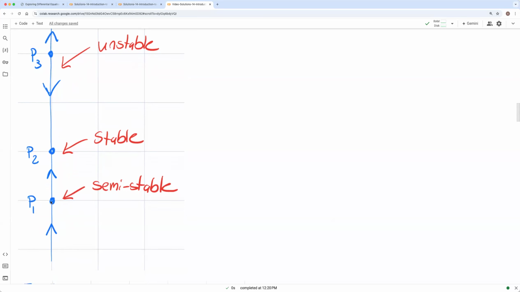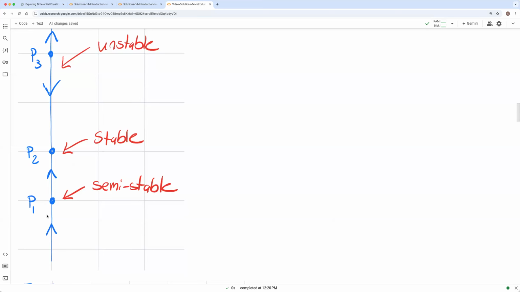And this last equilibrium at P1, we would consider a semi-stable equilibrium, because if we start, say, just a little bit below P1 initially, as time goes on, those solutions would head back to the equilibrium at P1. However, other initial conditions that started just a little bit bigger than P1, if we let time go on, those solutions would actually not head back to P1, but they would head towards P2. So P1 would be an example of a semi-stable solution.